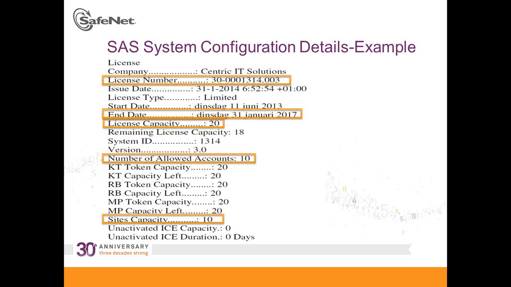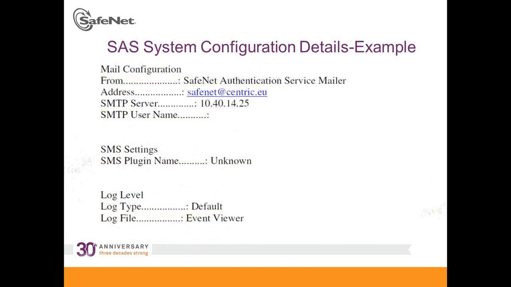Effectively, I would say that would be 5 sites at data center 1 and 5 sites at data center 2, just as an example. So these are key values that I always look for myself. We can see how the mail is configured. We can see whether or not they're using the SMS plugin. We can see the log level and where the log is being delivered. In this case, we're using default logging, and it's being sent to an event viewer.